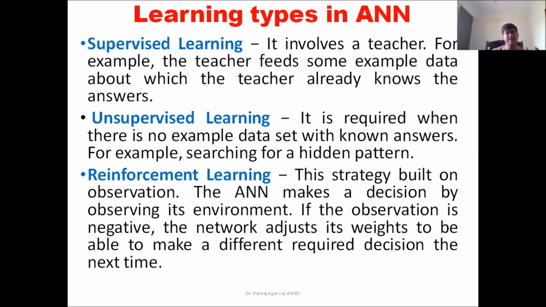Here the ANN can make a decision by observing the environment at each and every step, and that helps it take the right direction or path. So both kinds of learning are involved in it, partly supervised and partly unsupervised learning, right? If the observation is negative, then the network can adjust its weights accordingly and make a suitable shift in the direction in which it is learning. Otherwise, if it is positive, it can keep moving in the right direction. This is called reinforcement learning.